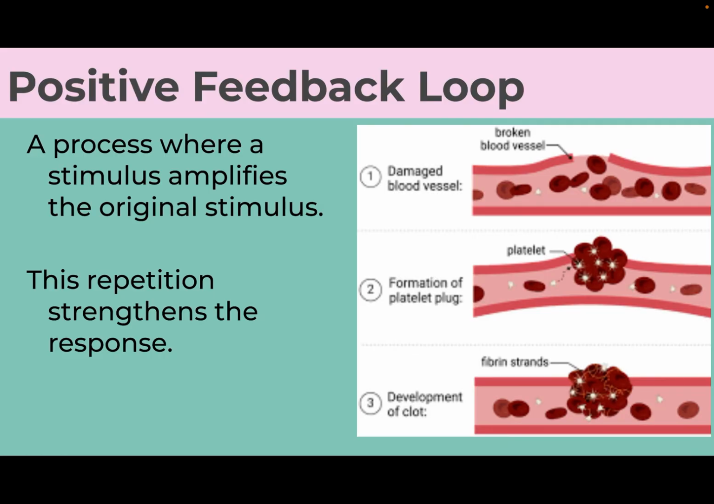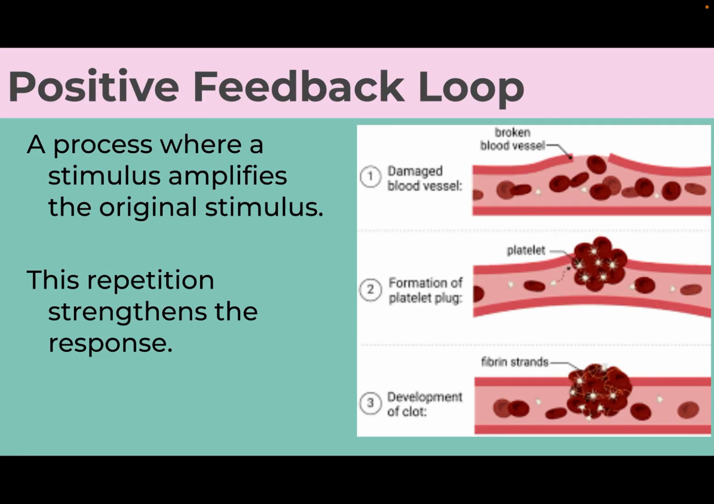So on your picture, you see the word stimulus, and then you have your control center, and then the effector. The arrow that's at the bottom to the effector will go back up to the top with an arrow pointing to the stimulus, meaning that we are going to be strengthening that response. An example for you to write down is blood clotting.